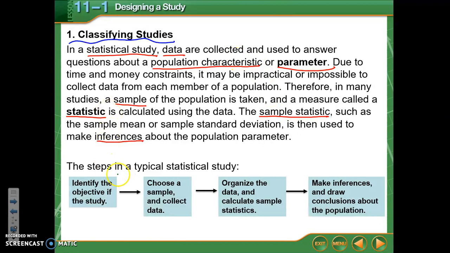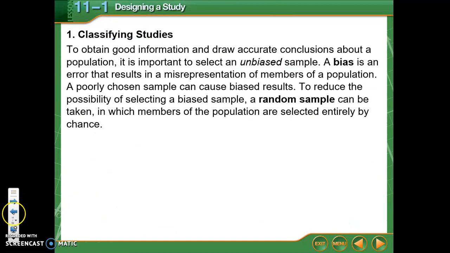So the steps in a typical study would be to identify the objective. What is the point of my study? What's my goal? I have to choose a sample and figure out how to actually get my data. I have to organize the data, and then I have to calculate my statistics. And then from those statistics, I can make conclusions, inferences, and other observations about the population, and maybe be able to try to make some predictions depending on the kind of statistics I use.